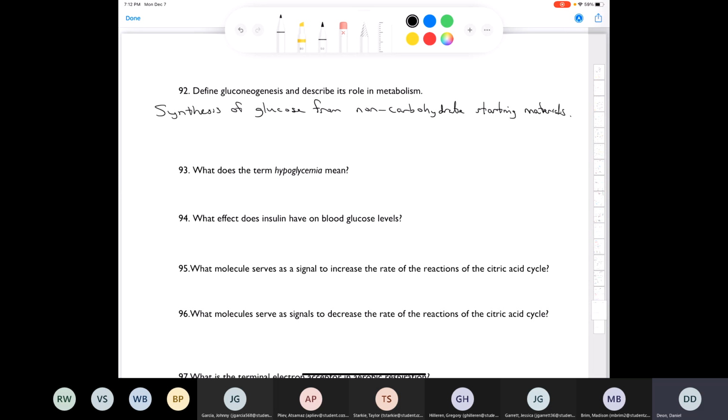Okay. What does the term hypoglycemia mean? This is low blood sugar. I remember this question was on the last ACS final that I gave. So, deficiency of glucose in bloodstream. And of course the opposite would be hyperglycemia.